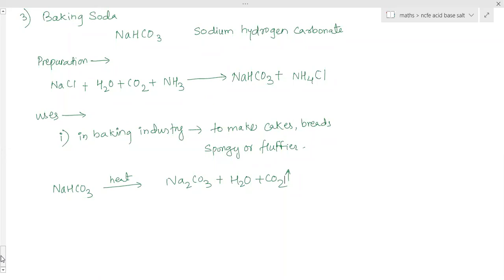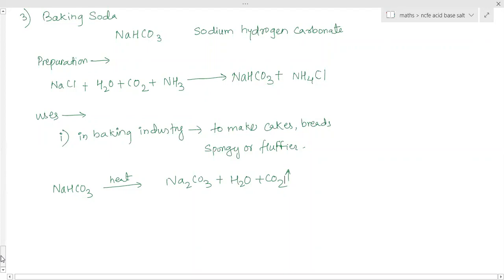So carbon dioxide gas traps between the batter, the batter solidifies, leaving behind the bubbles of carbon dioxide, which make the holes. And because of the presence of those holes, air moves in and makes it spongy. So sponginess is created due to the accumulation of carbon dioxide gas. The same thing happens in the fermentation process also.